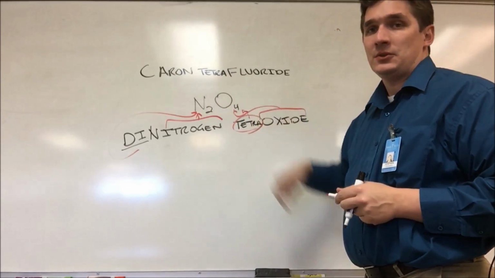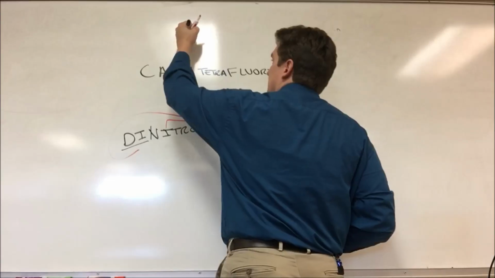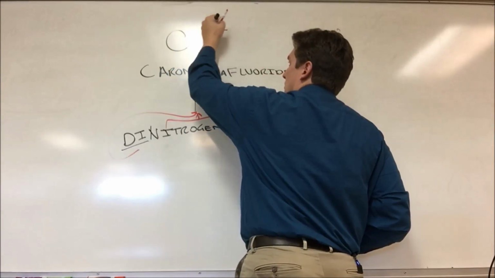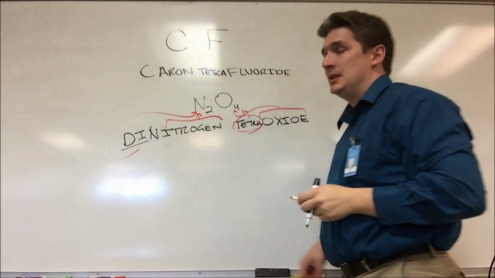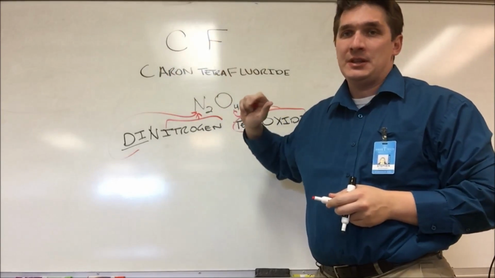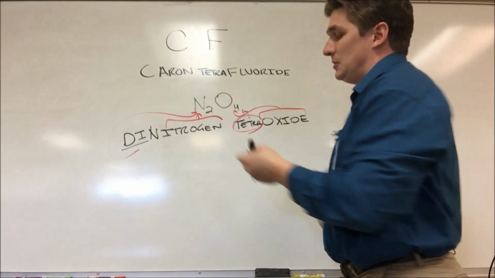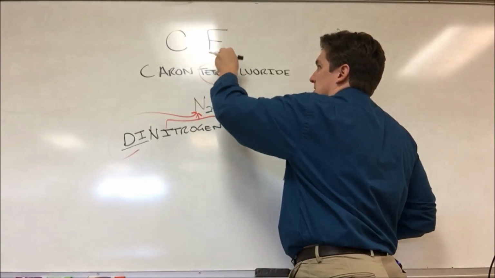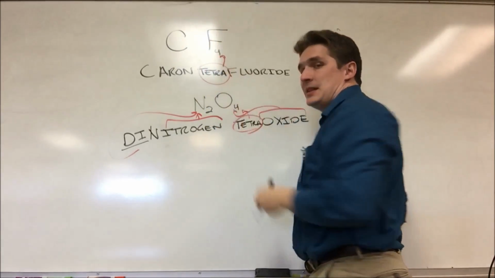For carbon tetrafluoride, we're going to start by writing the name. Carbon. Fluoride tells us we have a fluorine. We don't have a prefix in front of the carbon. This tells us we only have 1, and we don't have to worry about putting that in the chemical formula. Tetrafluoride, the tetra, tells us now that we have 4.